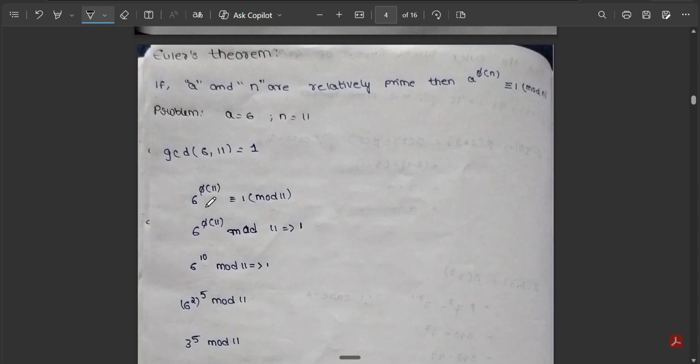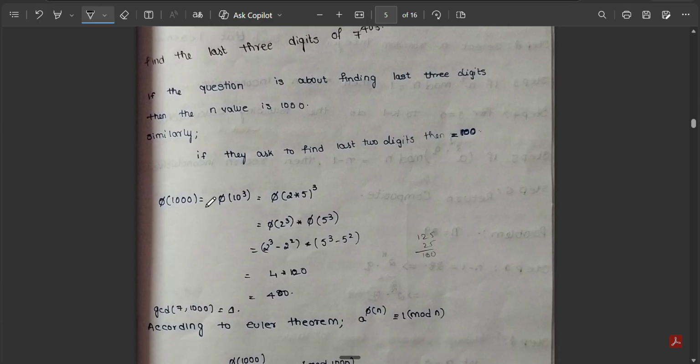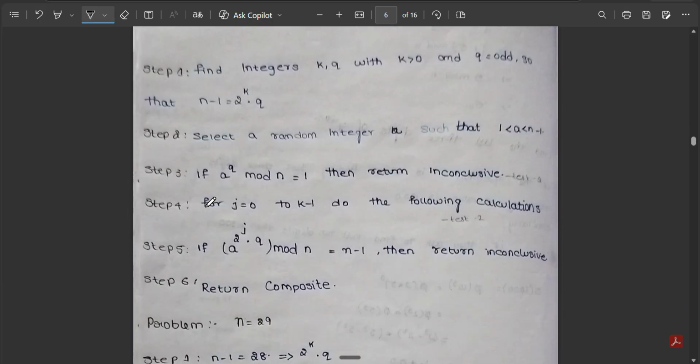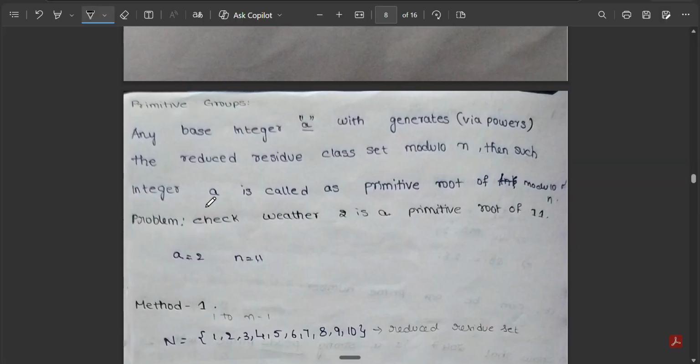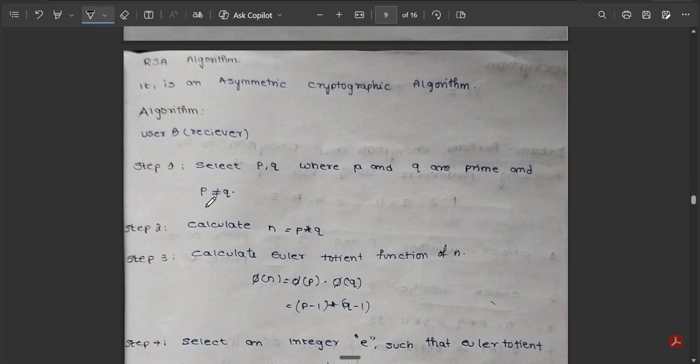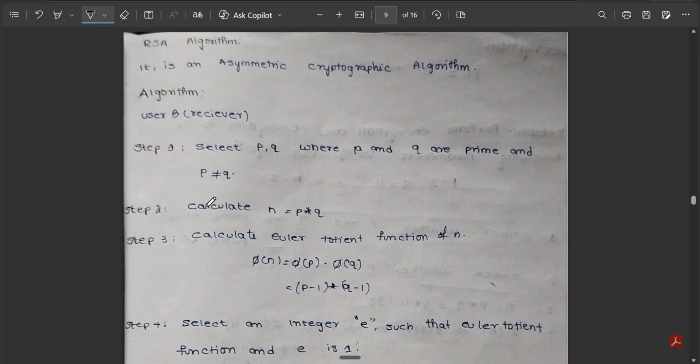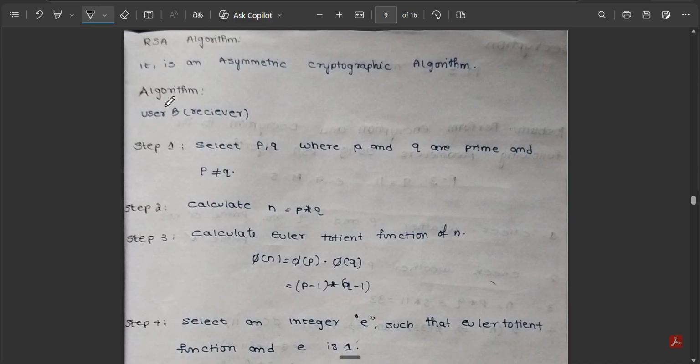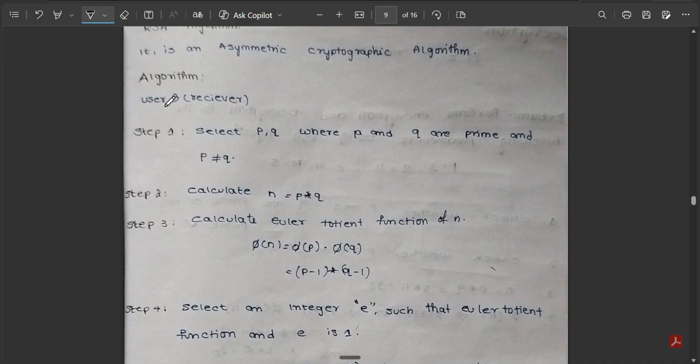So next, let's move on with the RSA algorithm. The RSA algorithm is an asymmetric cryptographic algorithm. What does asymmetric mean? Here the keys will be different for encryption and decryption. So let us see the algorithm first. Let us consider user B as the receiver. For step 1, we are going to select p and q such that both are prime and they should not be equal to each other.